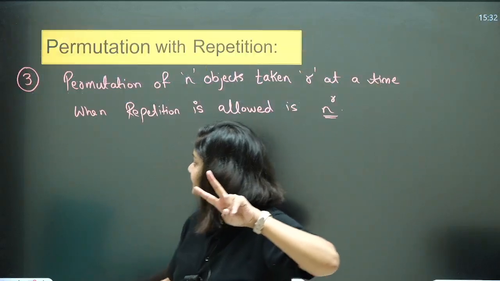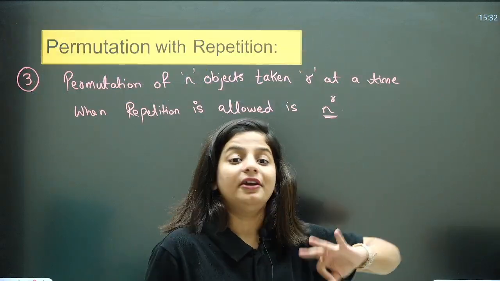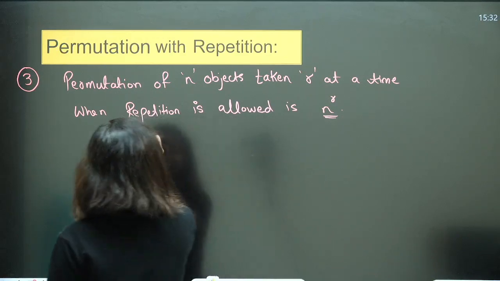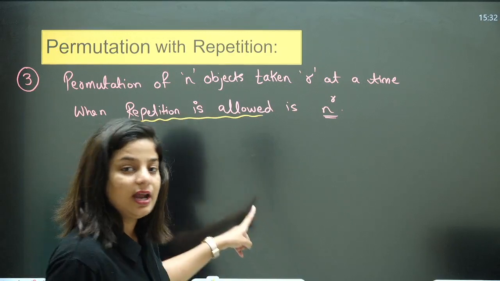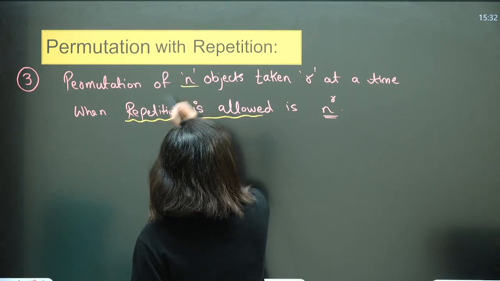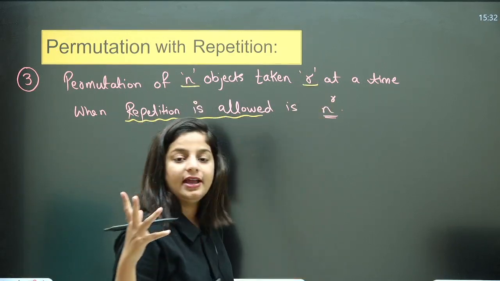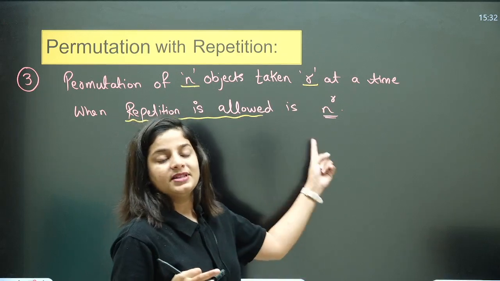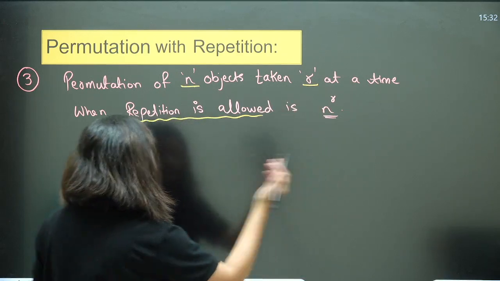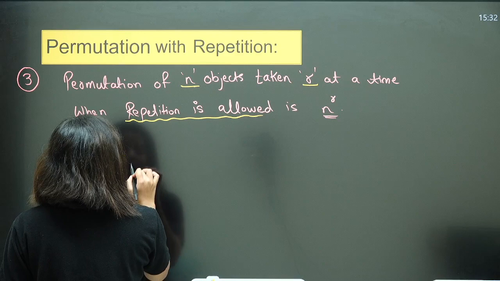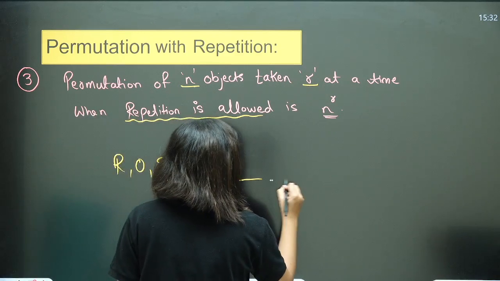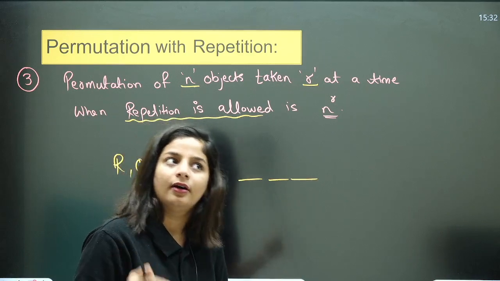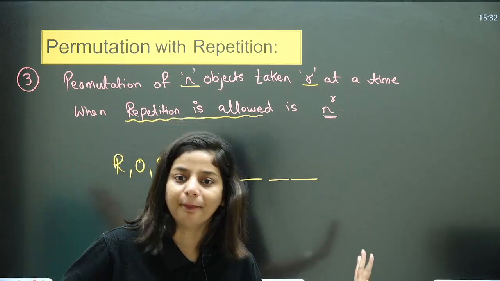Type 3 permutation is when repetition is allowed. Guys, type 1 repetition not allowed, type 3 repetition allowed, and in that case, if there are n objects and you are taking r at a time, the formula becomes n raised to r. For example, I have 4 letters and I want to make a 3-letter word, giving the repetition freedom.